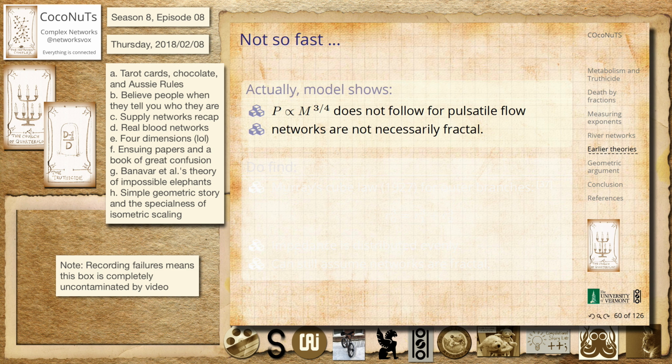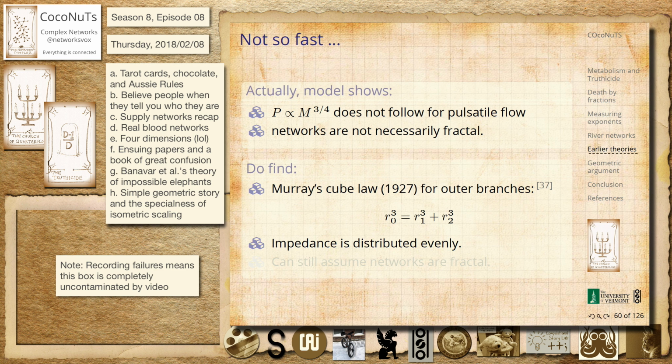Fair enough. So the upshot was that, if you really work through this thing, which no one does, then you don't actually get this mass to the 3/4 for this pulsatile flow thing. They don't have to be fractal. They just have to look, right? This is the idea that it just has to look like one big tube from the outside. Impedance matching. You get a cube law that does come out for the outer branches if you use Poiseuille flow there, which is the smooth flow through a tube. And this is a real thing. It's a beautiful piece.